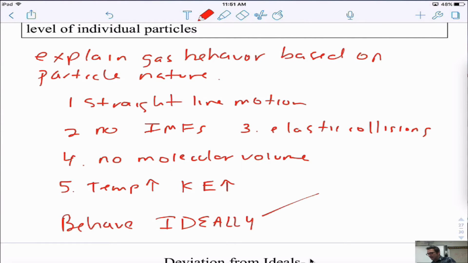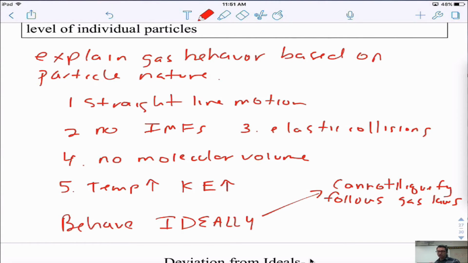How does a gas behave ideally? Well, you cannot liquefy it. It follows the gas laws. These are the things that make a gas ideal. Gases generally behave pretty ideally. That's why we use the ideal gas laws and we can get away with it.